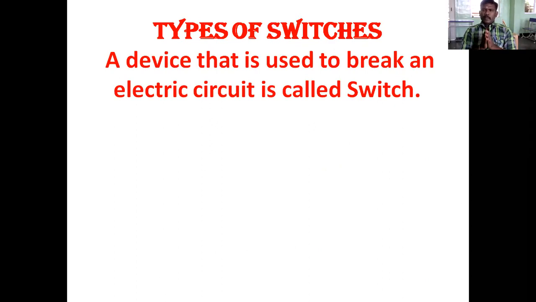The switch can change a circuit from open to closed. In the same way, it can change the circuit from closed to open. So those things are done with the help of the switch. So a switch is a device that is used to break an electrical circuit. It is a device used to break an electric circuit. So the device which is used to break the electrical circuit is called the switch.